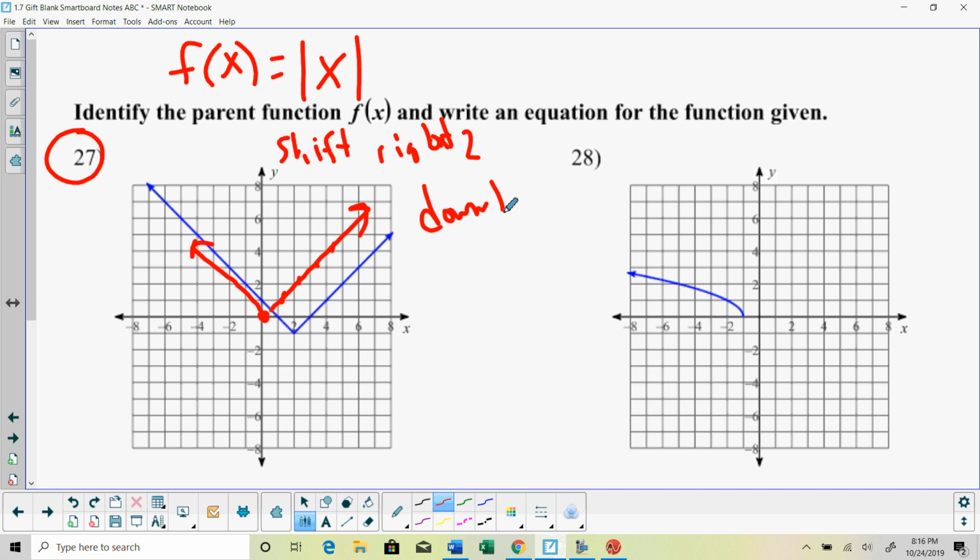So if I take my parent function, f of x equaling the absolute value of x, and I want to shift it right 2, then I'm going to have the absolute value of x minus 2, and then I want to go down 1, so I'm going to need a minus 1 out in front. Again, you can check that on your graphing calculator to make sure that looks good.